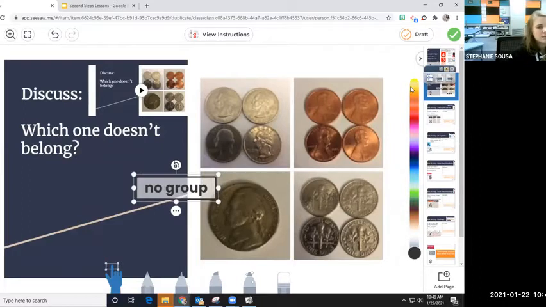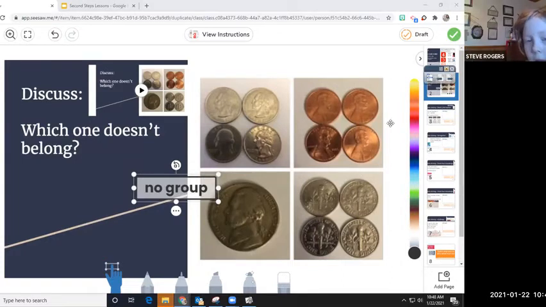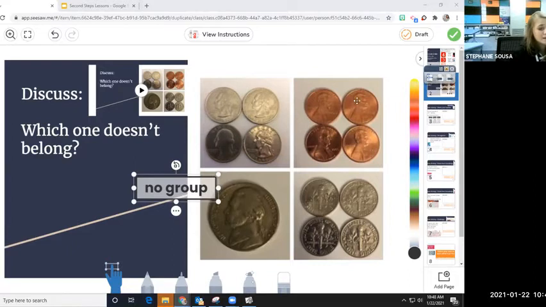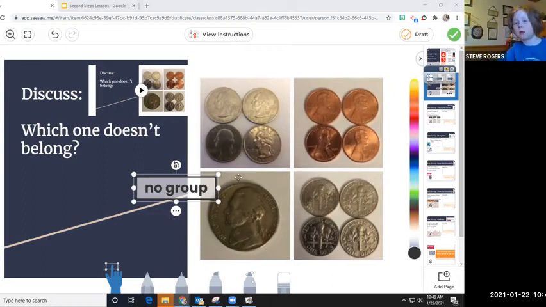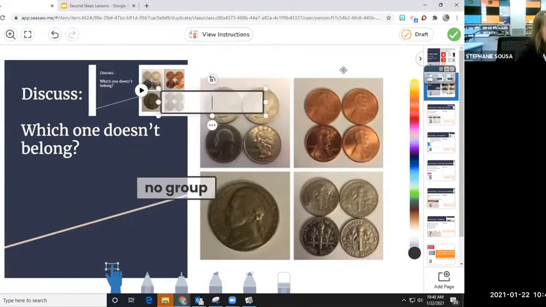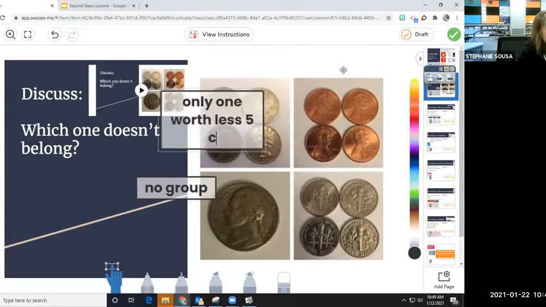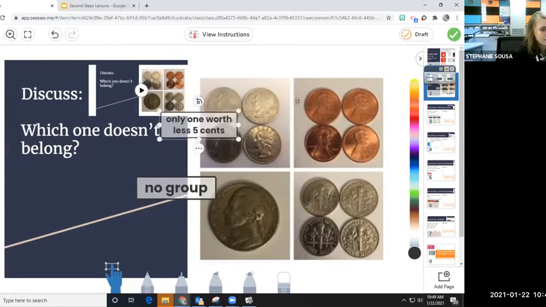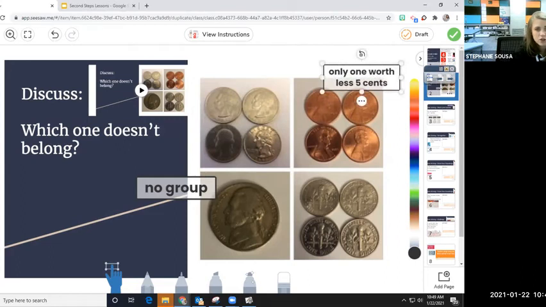Steve Rogers, which one doesn't belong and why? I'm gonna say that they all have money amounts higher than 5 except for the pennies. So the pennies are worth less than 5 cents. This is worth more than 5 cents. That's worth 5 cents. That's worth more than 5 cents. So this is the only one worth less than 5 cents. All right, I can get down with that. That one doesn't belong because it's less than 5 cents. What else? And you can have a different reason for one of them not belonging too.